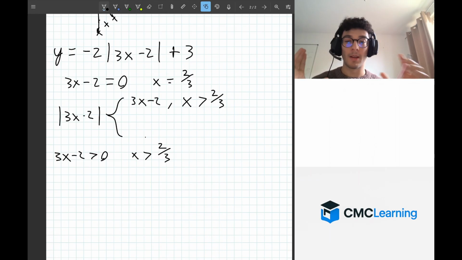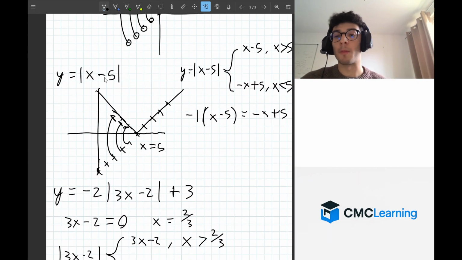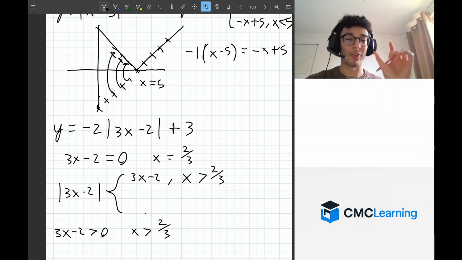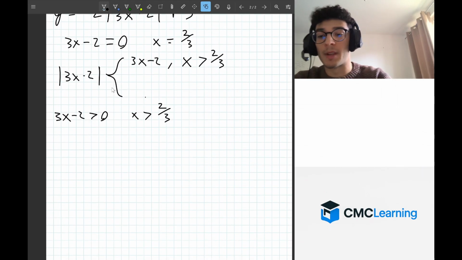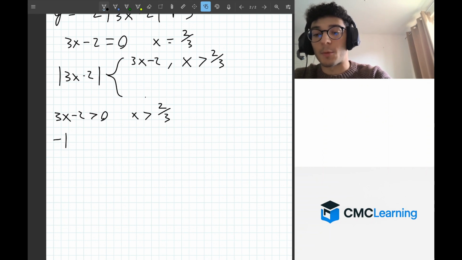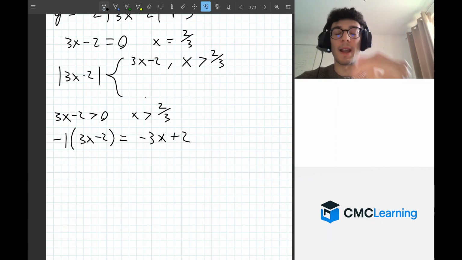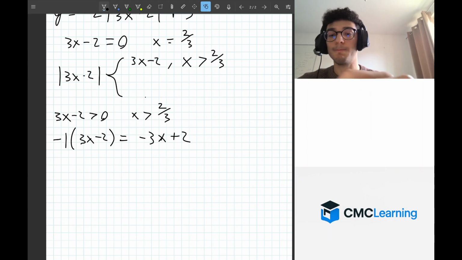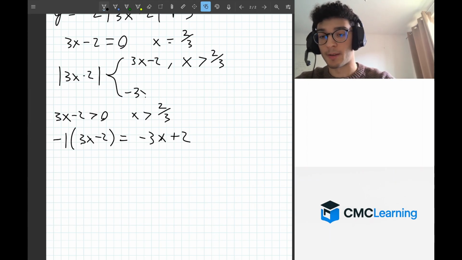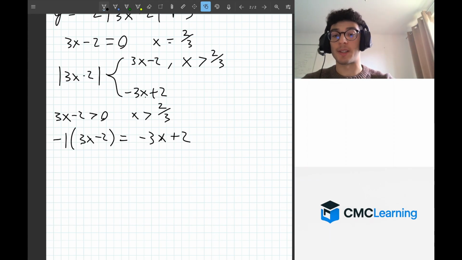Very similarly, as we've done before, when the inside of the modulus function is negative, we need to multiply it by minus 1. So what I'm doing is minus 1 multiplied by 3x minus 2. In return, I get minus 3x plus 2. And that's the equation of my line for negative values of this modulus.